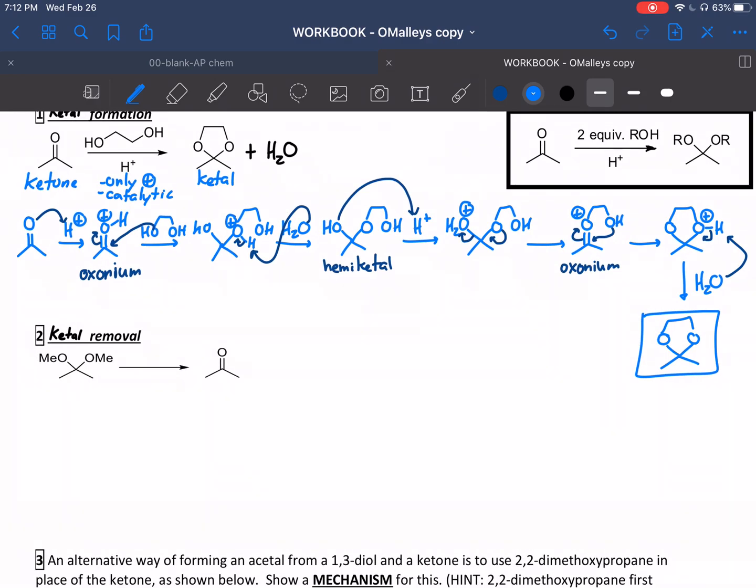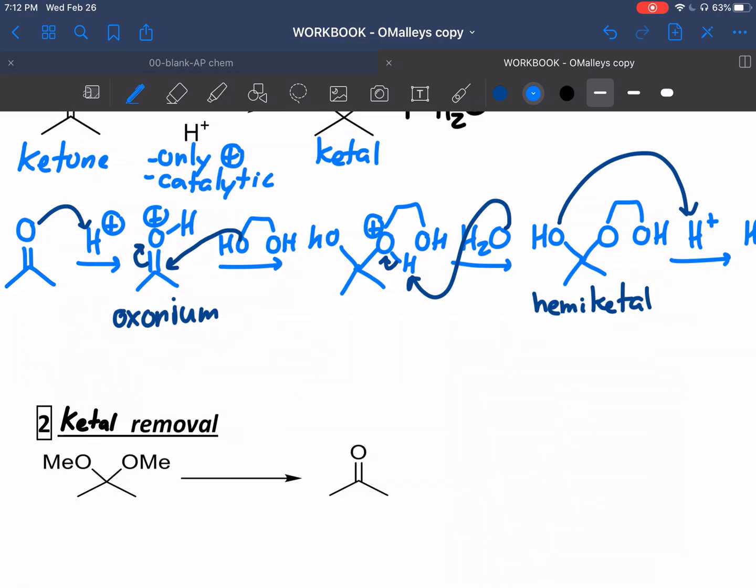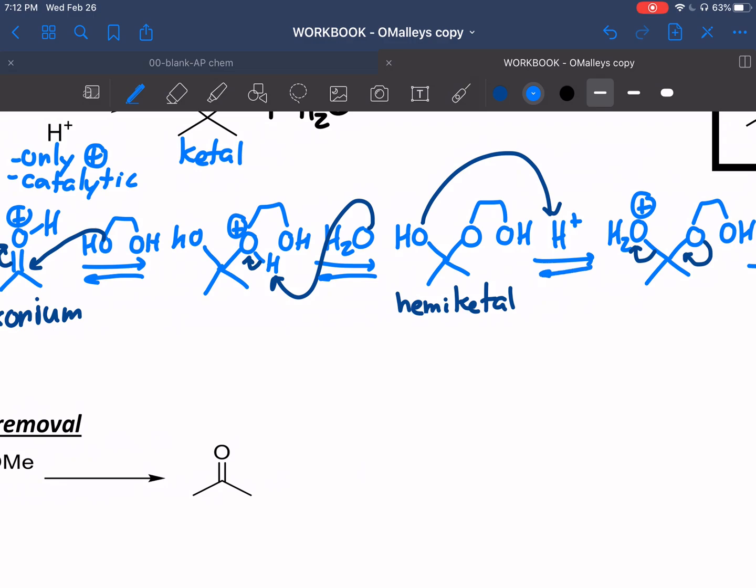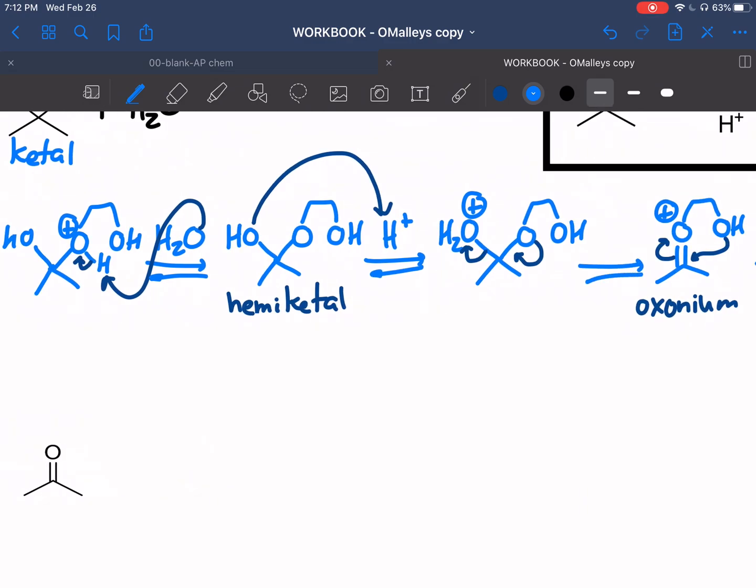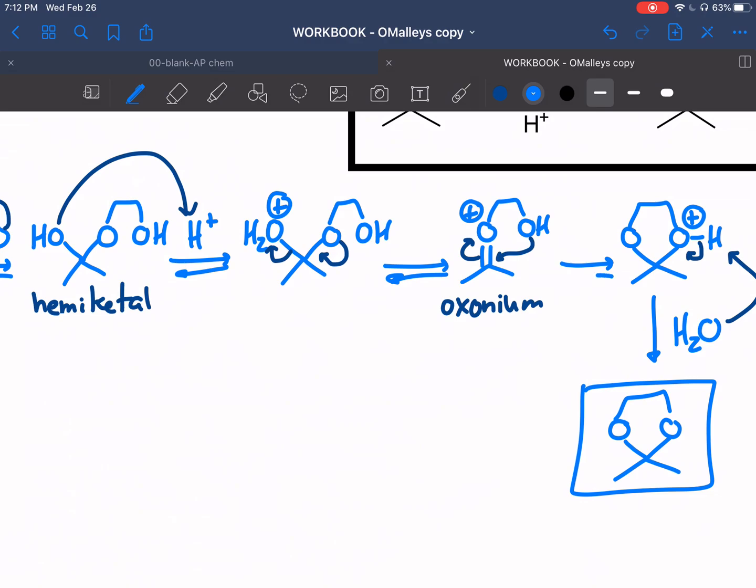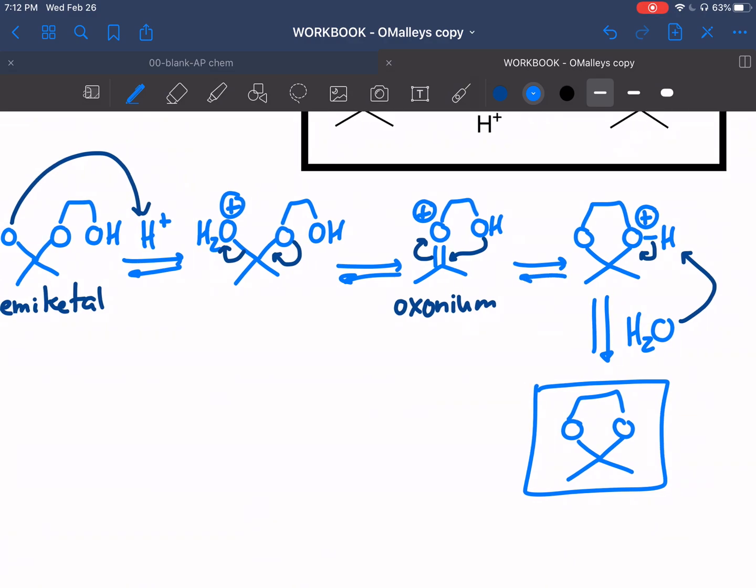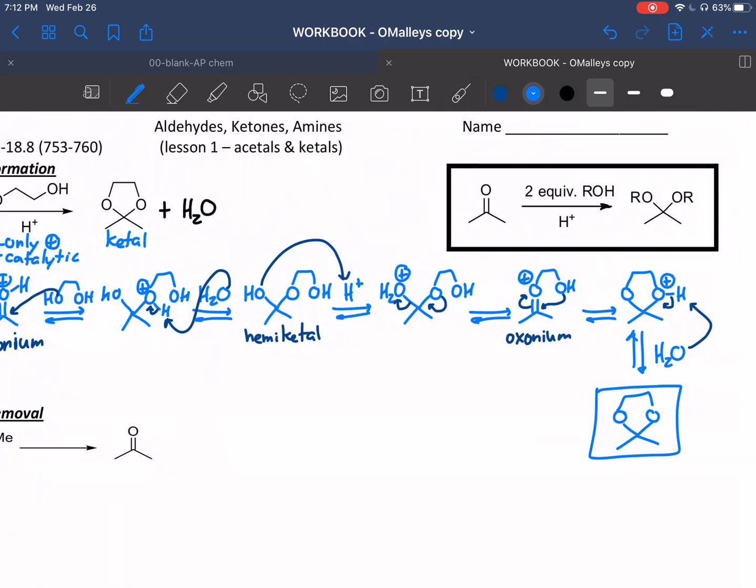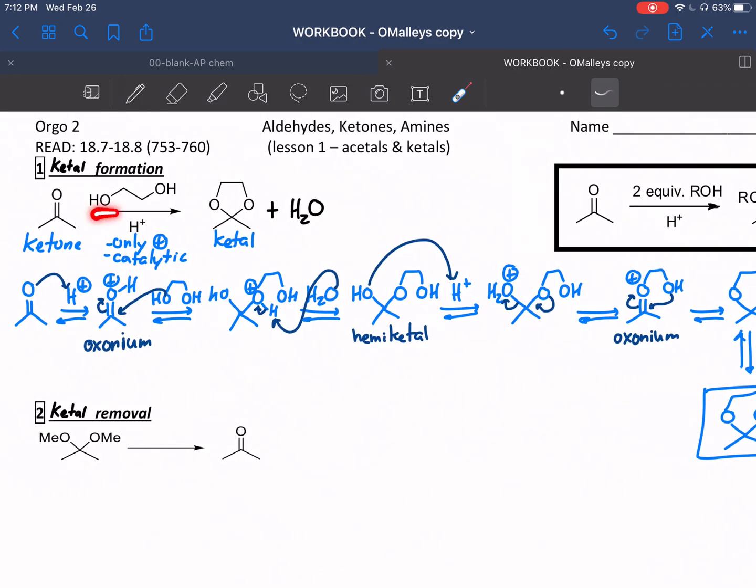There's one more thing I'm going to do in the mechanism, and it's just show that every single step is actually reversible. This is not crucial when you're writing mechanisms, but it's useful to think about if you're ever doing this in a laboratory, because it means you can take advantage of Le Chatelier's principle and drive the equilibrium in one direction. In this case, we'll take water and remove it as it's formed. There's equipment that we can use in the laboratory to do that. It forces the reaction to go forward.